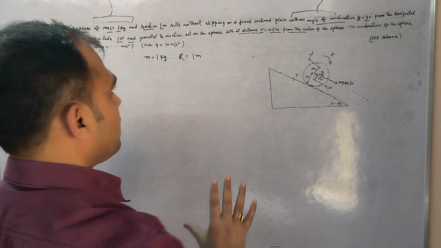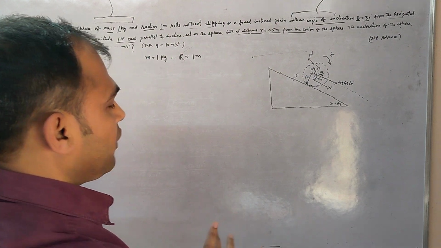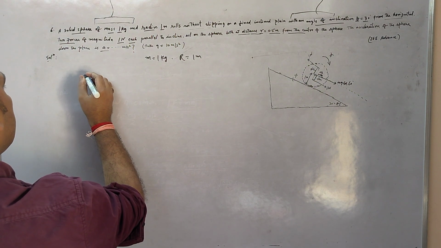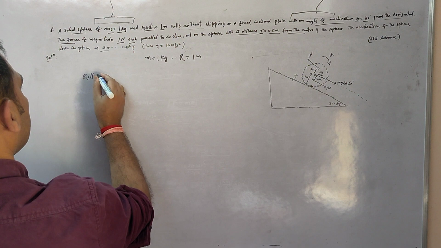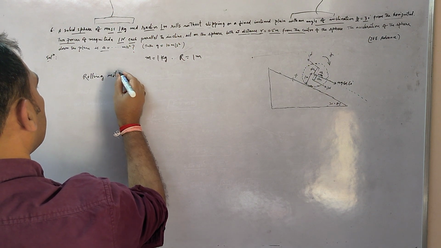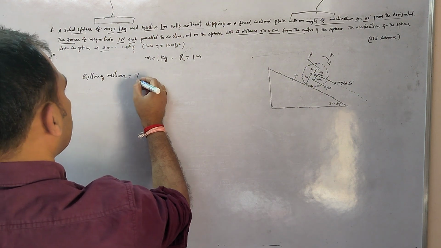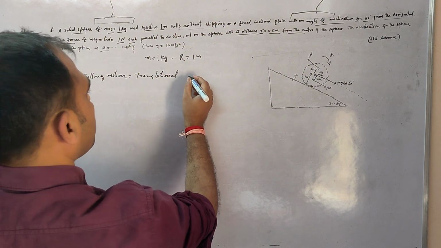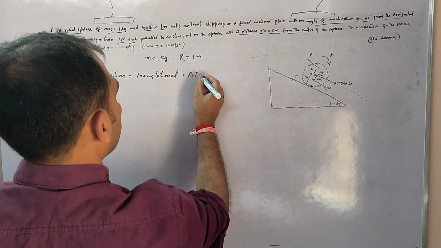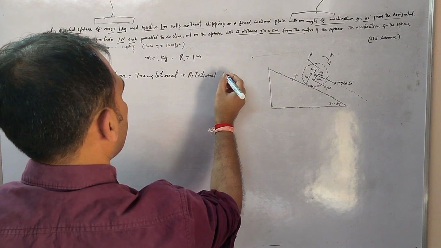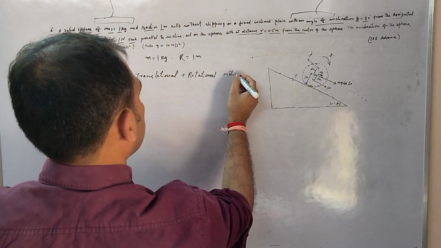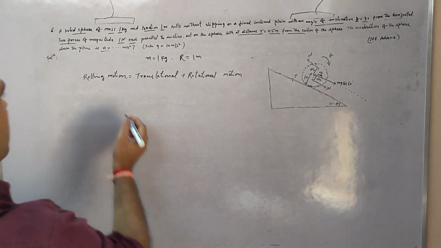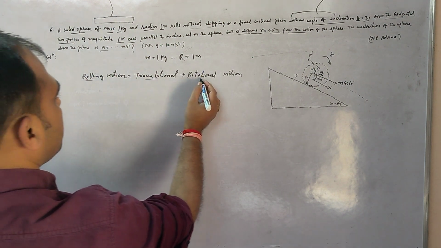So basically this is a case of rolling motion, and we know that rolling motion is a combination of two motions, that is translational motion in a straight line plus rotational motion around the center of mass, simultaneously. So this is the summation of these two.